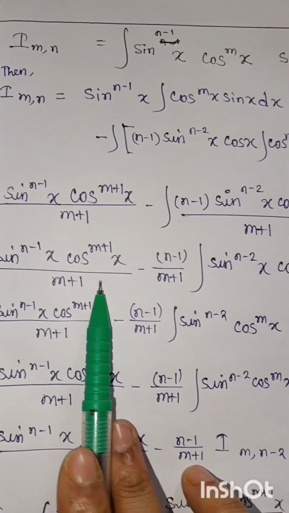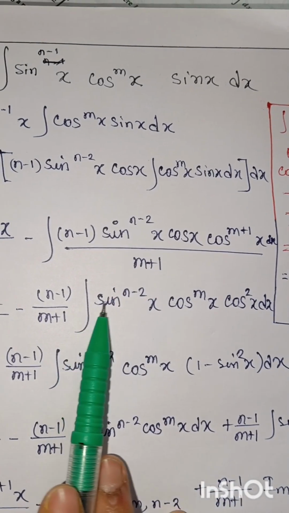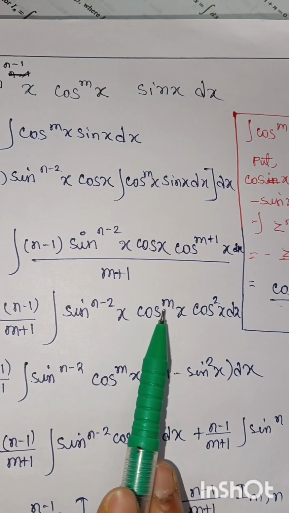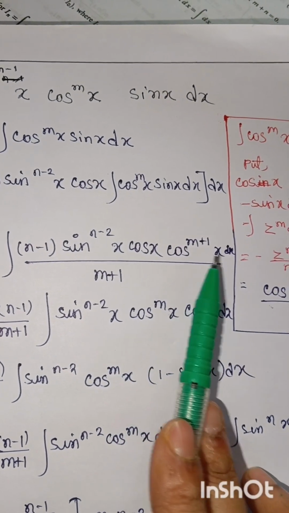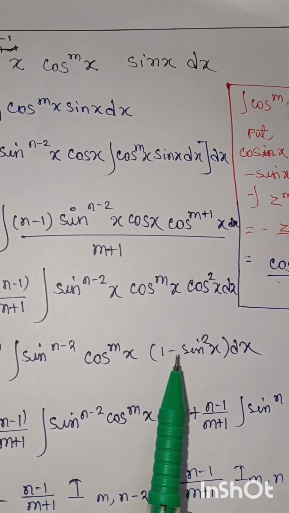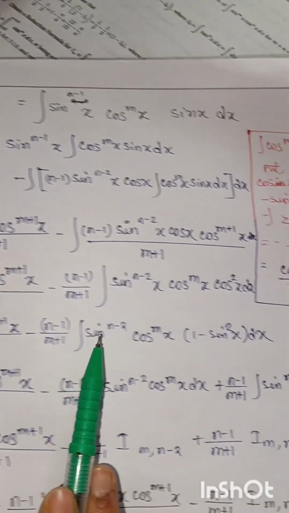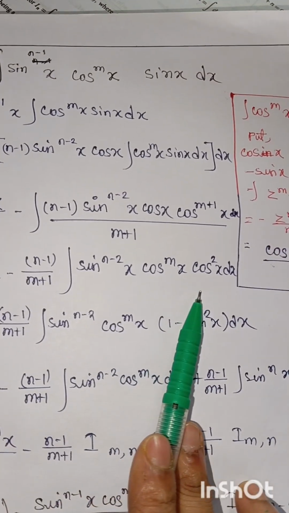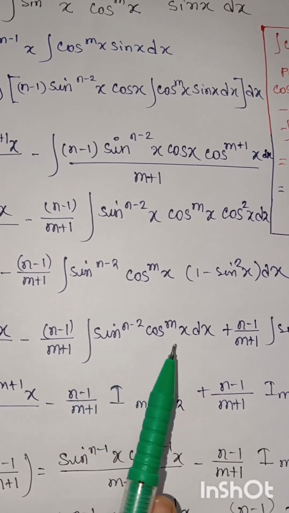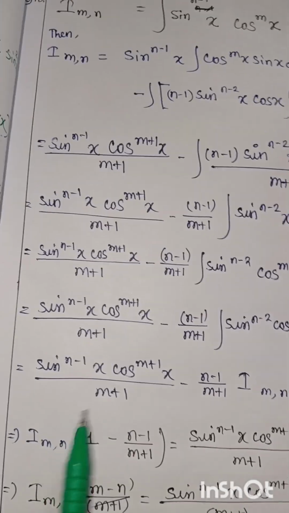Next line again we wrote this, and then we just integrate this, that is sin to the power n minus 2 x and cos to the power m plus 1. We break this, that is cos to the power m x and cos x, and there is also a cos x, so that is cos square x. We know that 1 minus sin square x is equal to cos square x, so in the next line we just put this in the position of cos square x. After this we just simplify the equation by breaking the brackets.